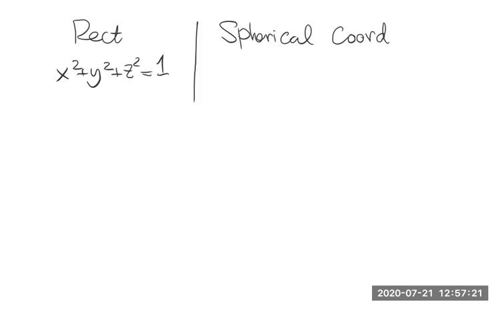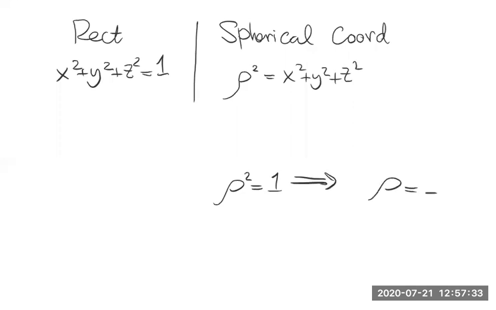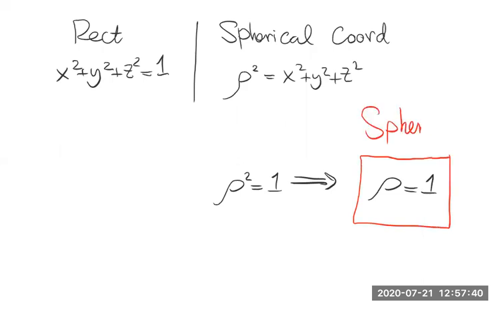Well, what was the definition of rho squared? Rho squared was x squared plus y squared plus z squared, but this thing is 1. So rho squared is 1, which means rho is 1 because it's a positive number. So the equation of a sphere in a spherical coordinate system is just rho equals 1. The sphere with radius 1, centered at the origin. The equation of that sphere is just rho equals 1.